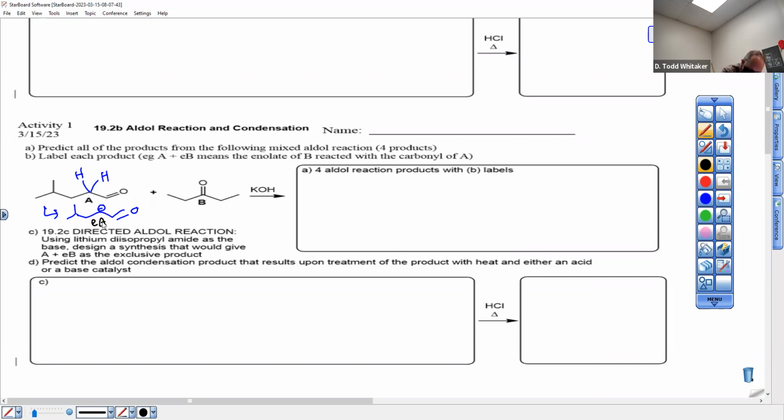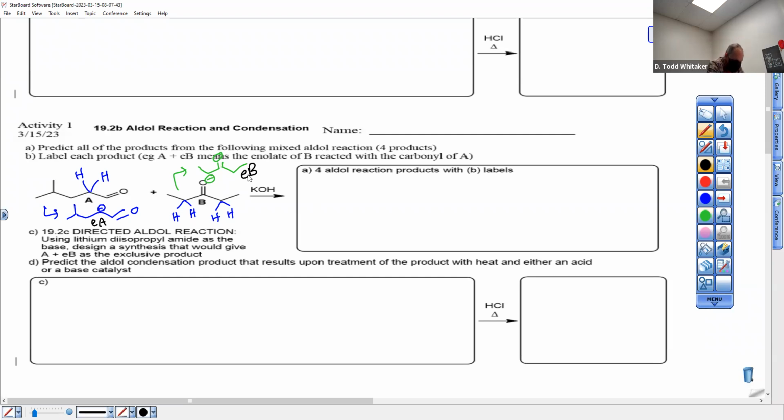You'll notice the other one has 4 alpha H's, but because the molecule's symmetrical, we only have to talk about any one of the possible H's. And that would give, I should have gone with a different color, this guy right here. And I'll call that EB. What's EB? The enolate of molecule B.